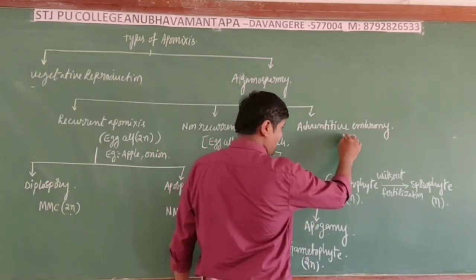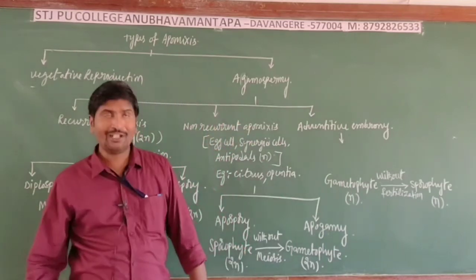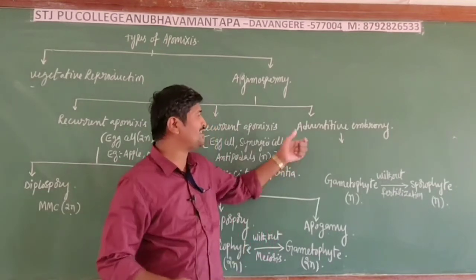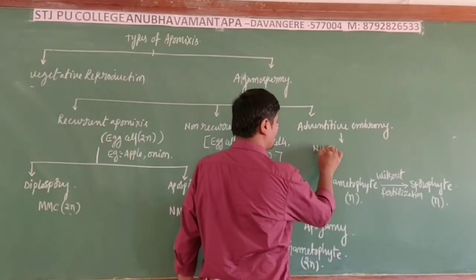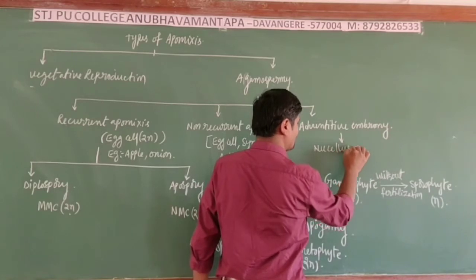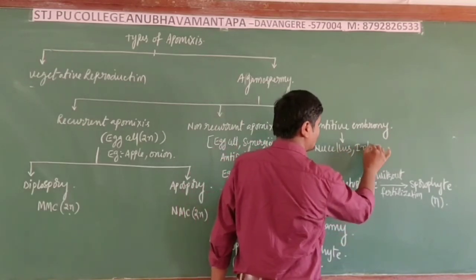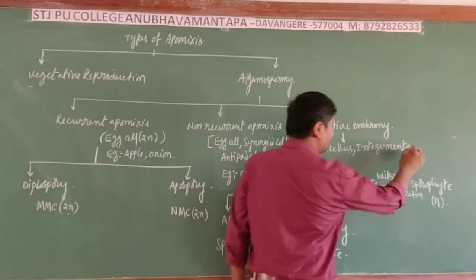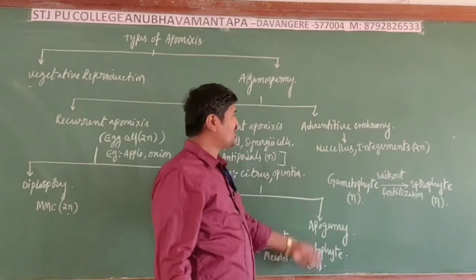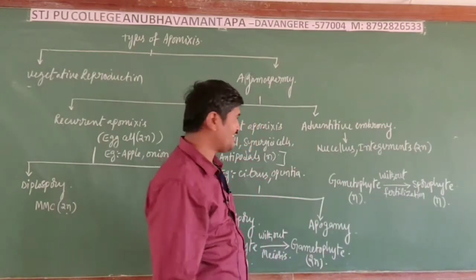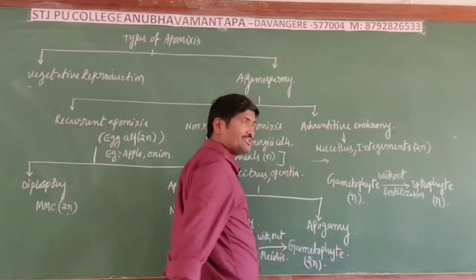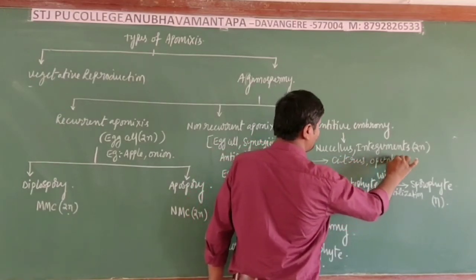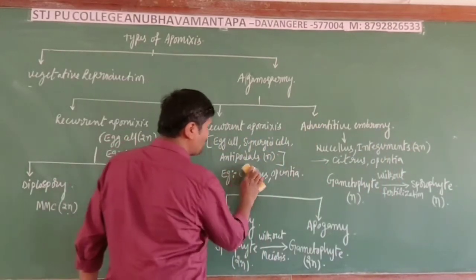What about adventitious embryony? Adventitious embryony means the embryo is developed from the diploid tissue of the ovule. What are the diploid tissues of the ovule? The best example, nucellus. Second one, integuments. The nucellus and the integuments are diploid. When the embryo is developed from the nucellus or the integuments, that is known as adventitious embryony. The best examples are citrus and opuntia. For apospory and apogamy, the best examples are bryophytes and pteridophytes.